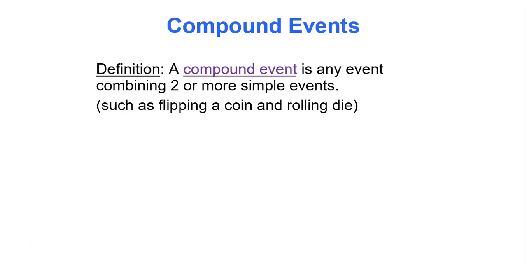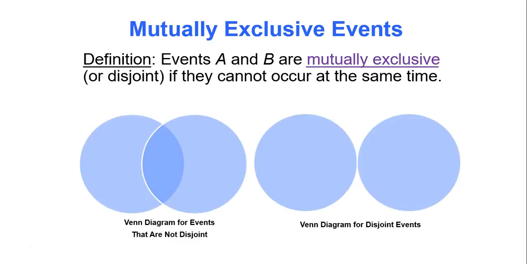So that being said, first off, by definition, a compound event is any event combining two or more simple events, such as flipping a coin and rolling a die. The two can be brought together into the same experiment, but once again they're both two different simple events there.